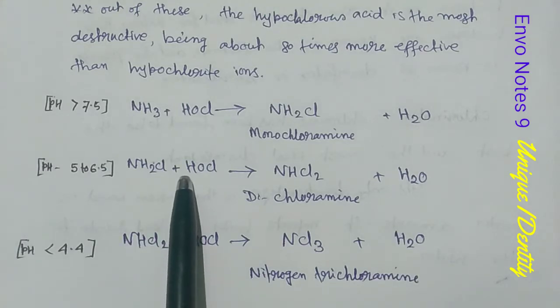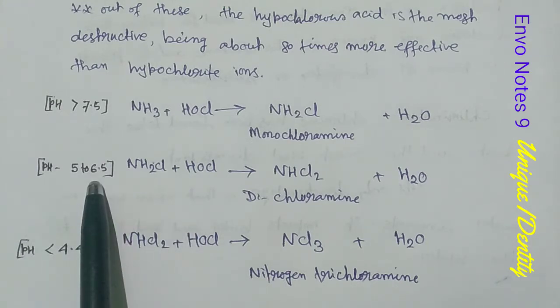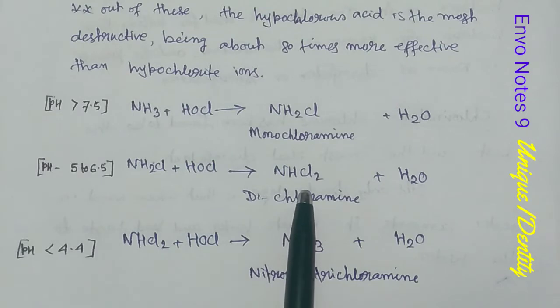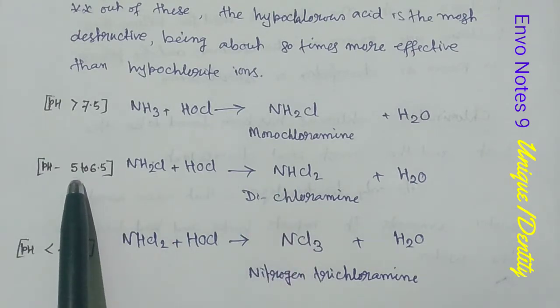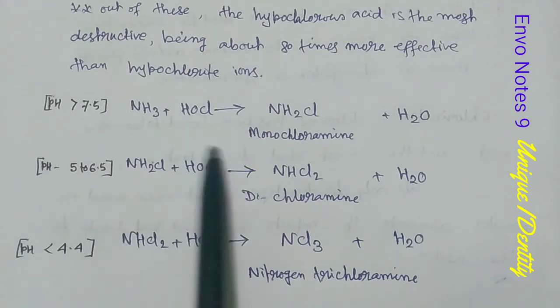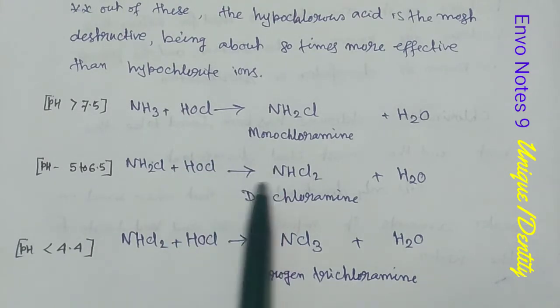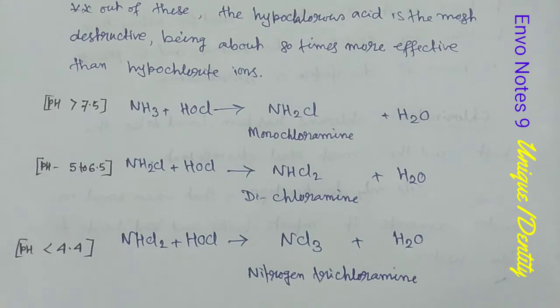Mind it, when pH is kept slightly less than 7, dichloramine is the most predominant. This is the most predominant case, as in maximum cases pH is 5 to 6.5. Here all the chloramines are formed as stable and found to possess these disinfecting properties.